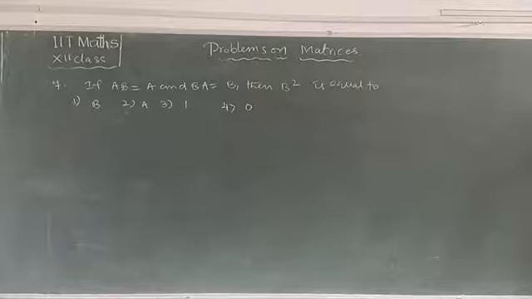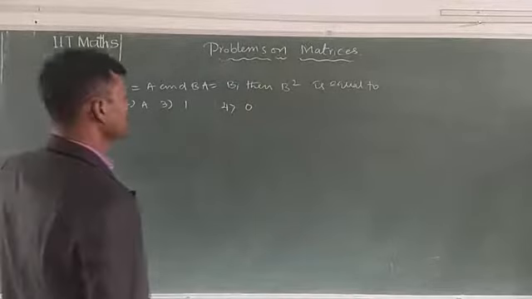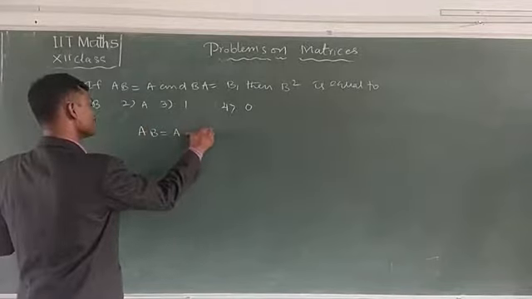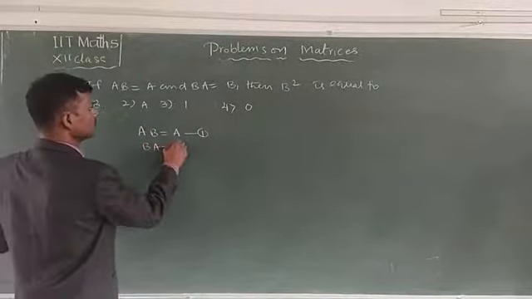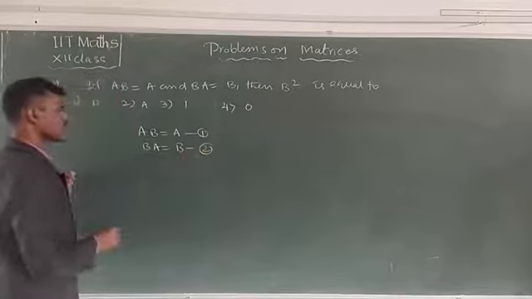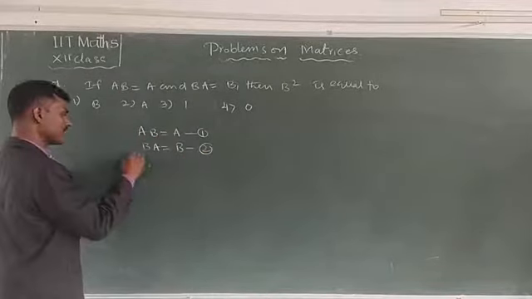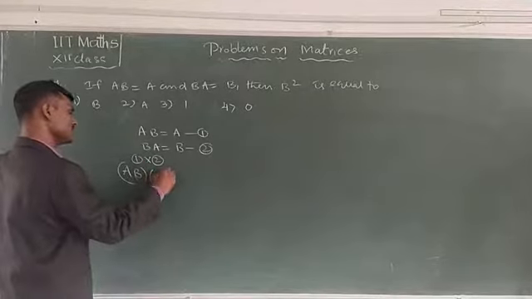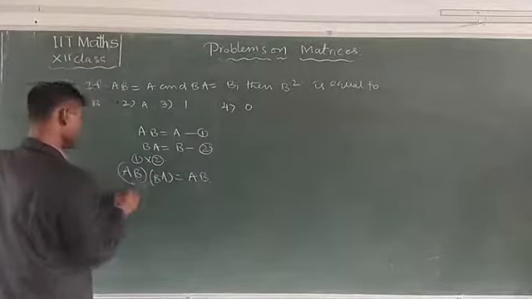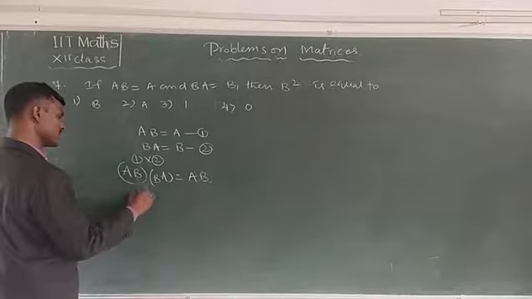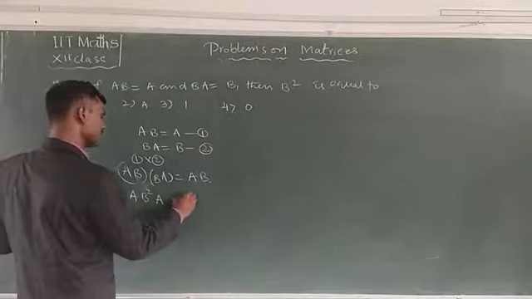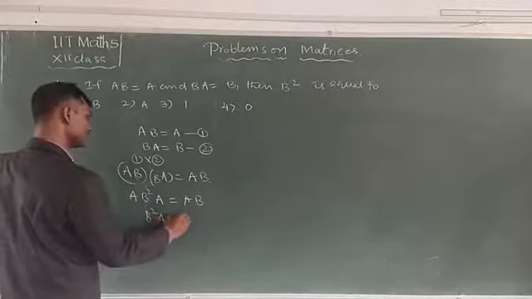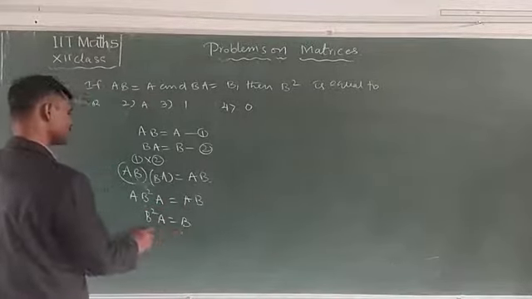Okay, next, seventh problem. If AB is equal to A and BA is equal to B, then B squared is equal to? See here, AB is equal to A, this is 1, and BA is equal to B, this is 2. Now what I will do, I have to multiply 1 and 2, then AB into BA is equal to AB. Now A into B into B squared into A is equal to AB. Here left cancellation you can use, B squared A is equal to B.